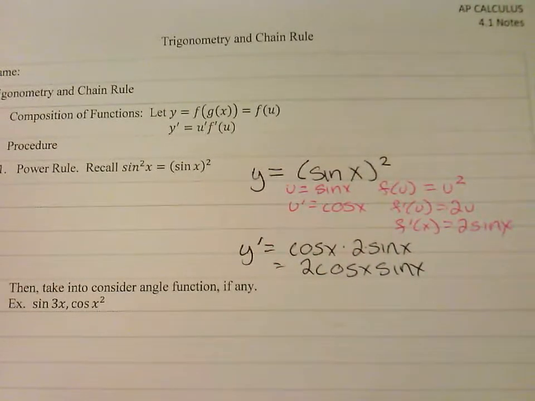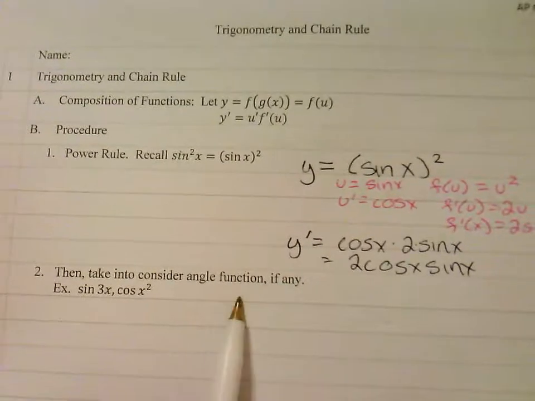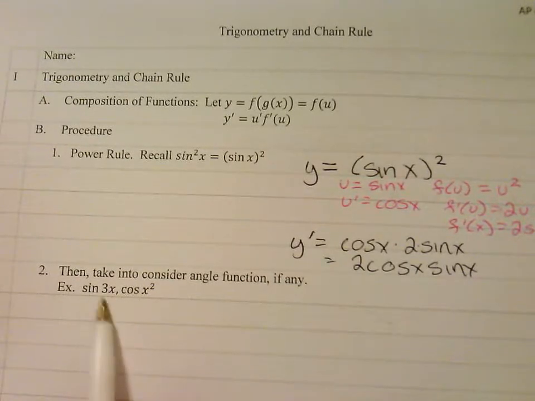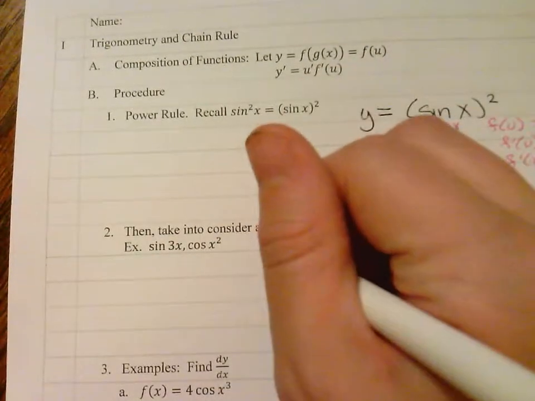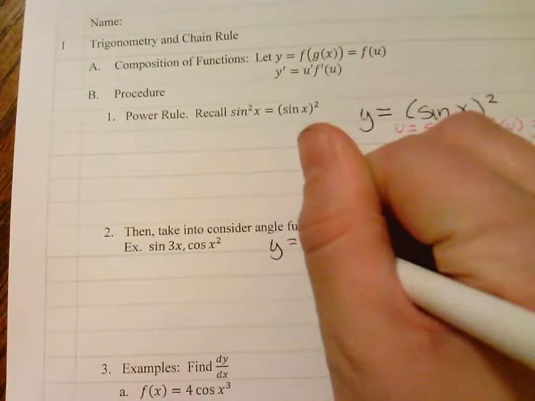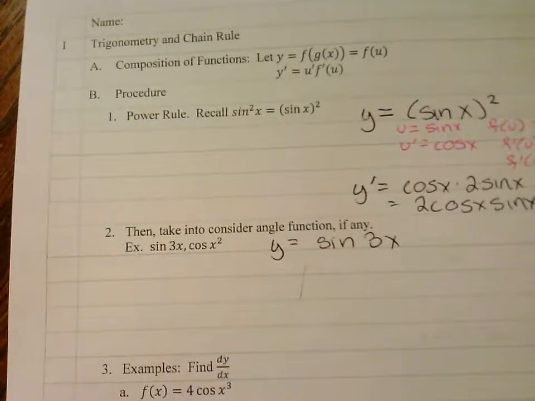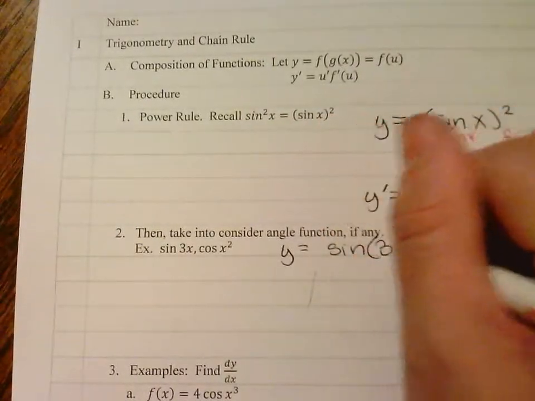Okay, so going on. Then we're going to take into consideration an angle function, if any. So for example, sine of 3x, cosine of x squared. So something within an angle. So let's do y equals sine of 3x first. Okay. So if you remember in the other video, I said u is going to happen wherever there's parentheses, or it's going to happen at the end of a trig function. Okay. So this right here is going to be u.